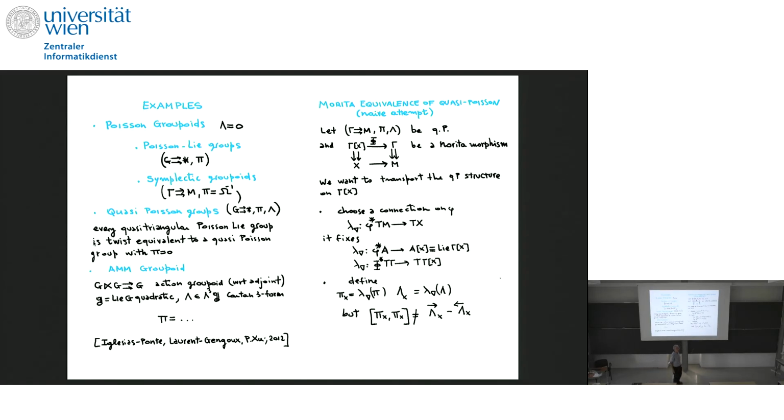Yes, this is a normal connection. It's a splitting of TX into horizontal and vertical, if you want, because horizontal is the kernel of the tangent map, and the vertical is the image of this. Okay, so it's a normal connection, but it's useful to denote it like this. And so this connection on TM gives something that I call again a connection on this bundle, right? This is very obvious. It lifts to the algebroid and to the tangent of the groupoid.